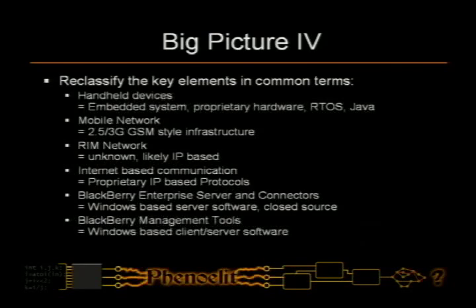So the handheld devices, for example, on an embedded system, it's obviously proprietary hardware. It has a real-time operating system because that's required to run a GSM engine. And it obviously has Java because the applications are slow. You have a mobile network, GSM 2.5 or 3G GSM network. You have a RIM network of which you don't know anything, but it's fairly likely that it's IP-based. You have the internet-based communication, which is certainly going to be IP, but there's some proprietary stuff going on in there. You have the enterprise server connectors, which is like Windows-based service software. It's closed source, but it is a Windows environment, so we know how to debug it, how to disassemble it, and the same holds true for the management tools.